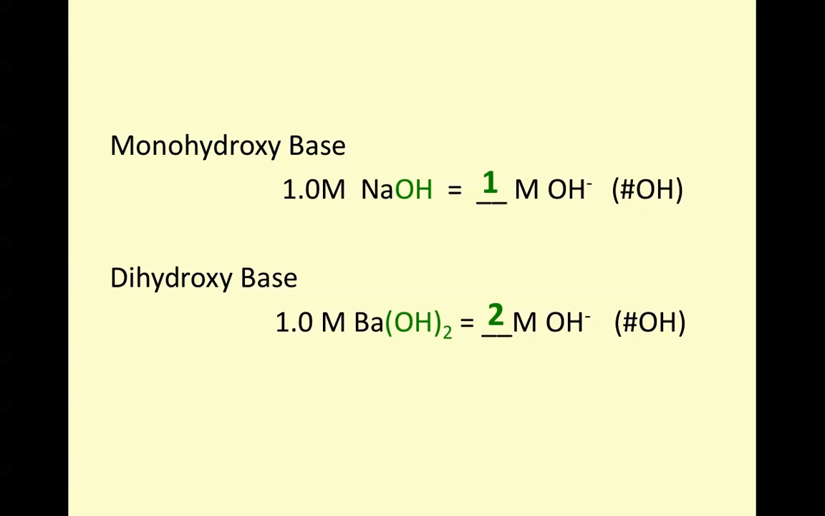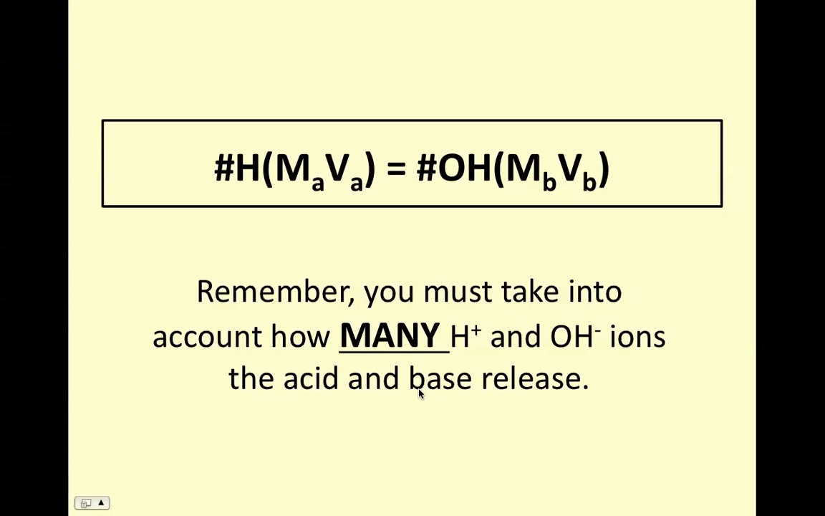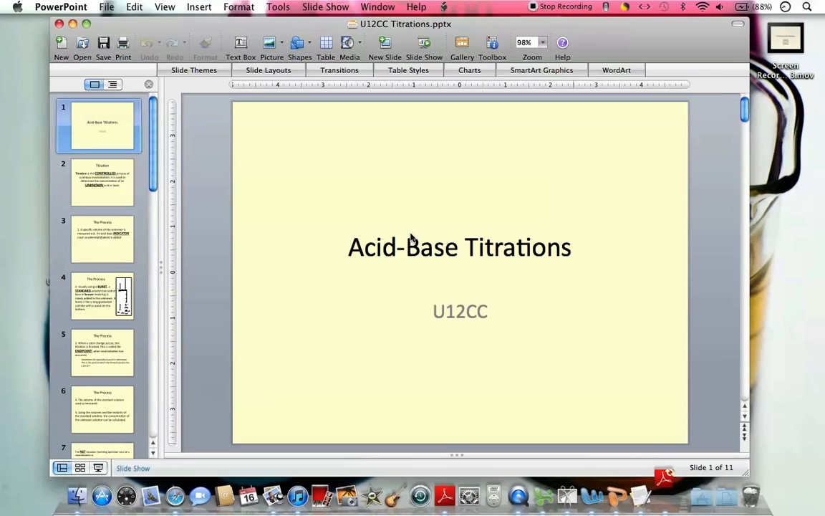And again, this goes back to what we did in previous units and also earlier in this unit about looking at how many ions we're putting into solution. So again, just remember that you have to take into account how many positive hydrogen ions and how many hydroxide ions the acid and base release. And we have to use that in our main equation we're going to be using for titration reactions and calculations. All right, well that's it.